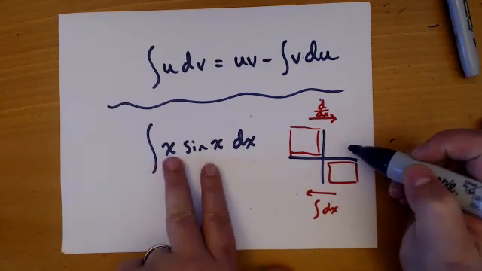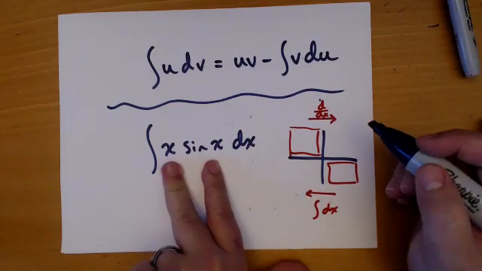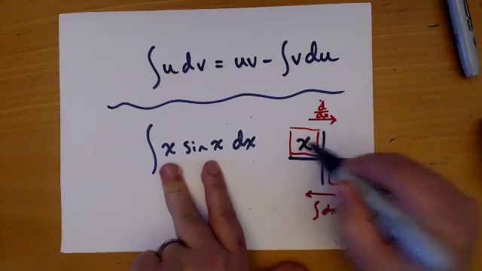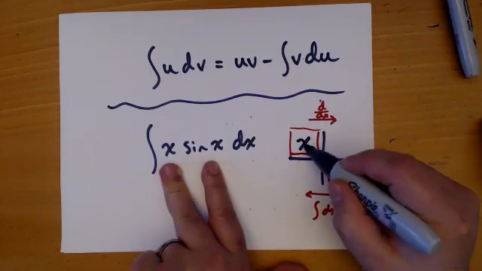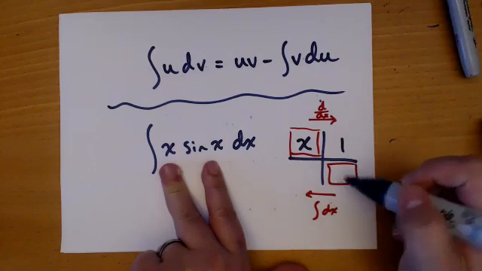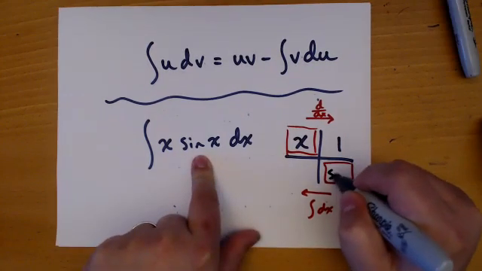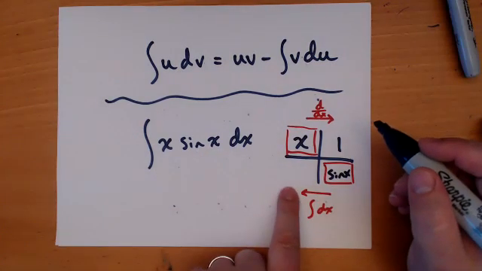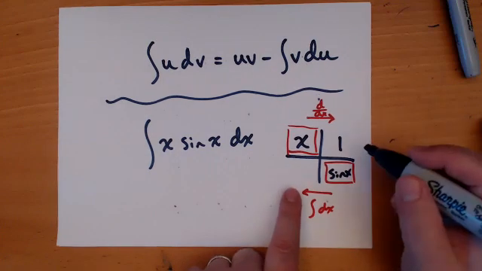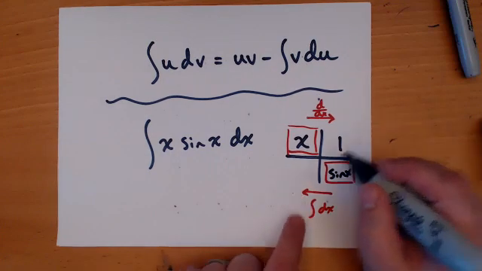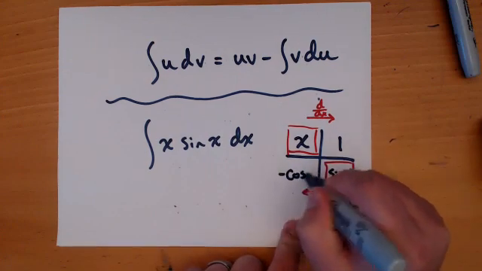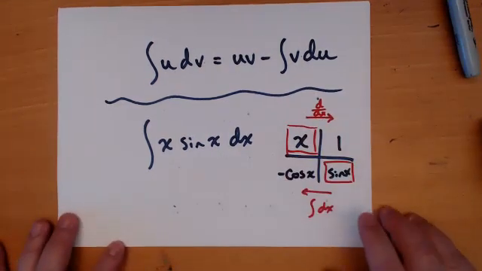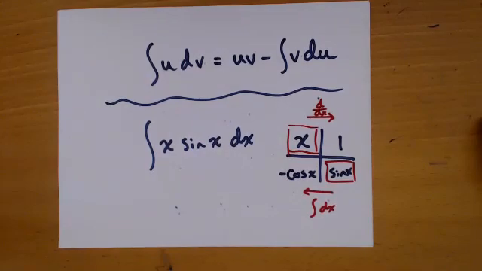Which of these two functions would be the easy thing to take a derivative of and make it go simpler? X. Now, the derivative of x is just 1. The other guy is going to go in here. Now, what's the integral of sine? Cosine. Say it again. Negative cosine. Negative cosine. Okay.